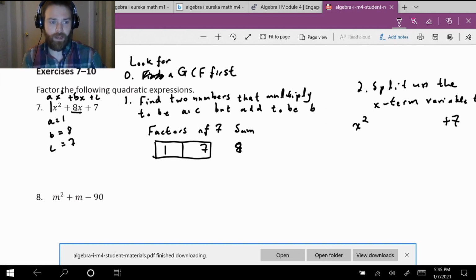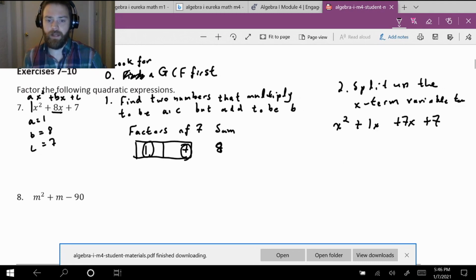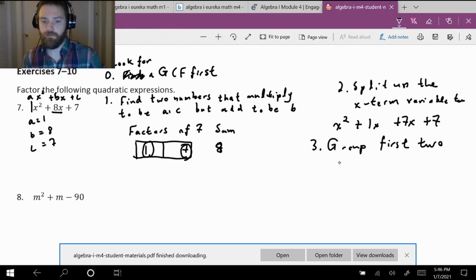If I split up 8x, I can split it into those two factors I found. So 1x and 7x. And then my next step is to group the first two terms and the last two terms.